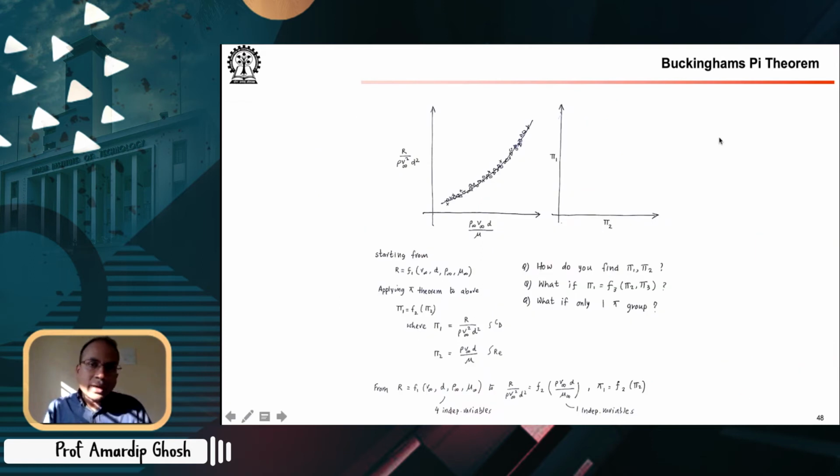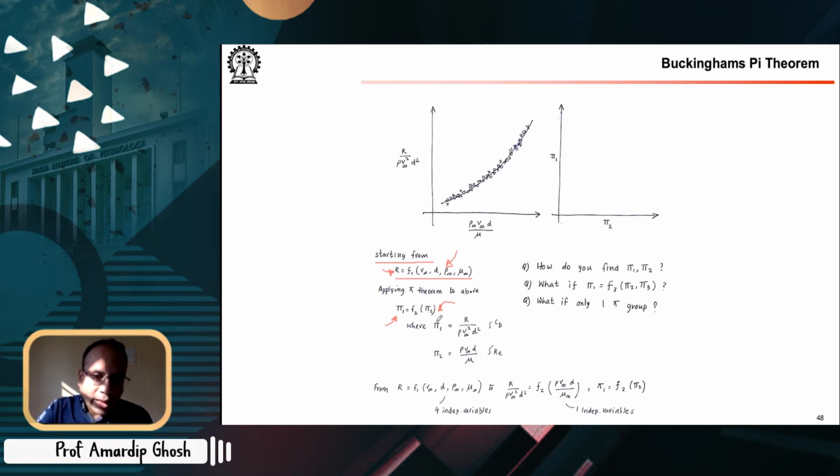So for that, we come to Buckingham's Pi theorem, where we will see that, starting from a problem such as this dimensional problem, where R, the drag force, is a function of these independent variables, we can apply the Pi theorem and get something of the form pi1 is a function of pi2. Wherever you see f with a subscript, just think of it as a function. It is not the same function. So all we are saying is this non-dimensional group pi1 is a function of this non-dimensional group pi2.